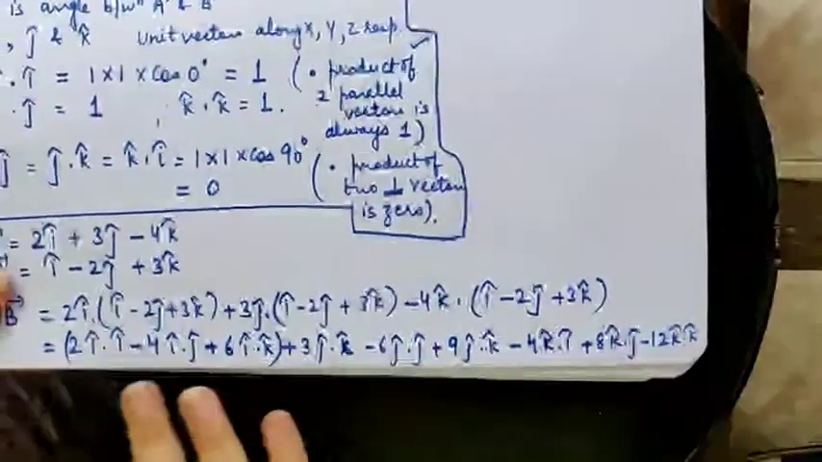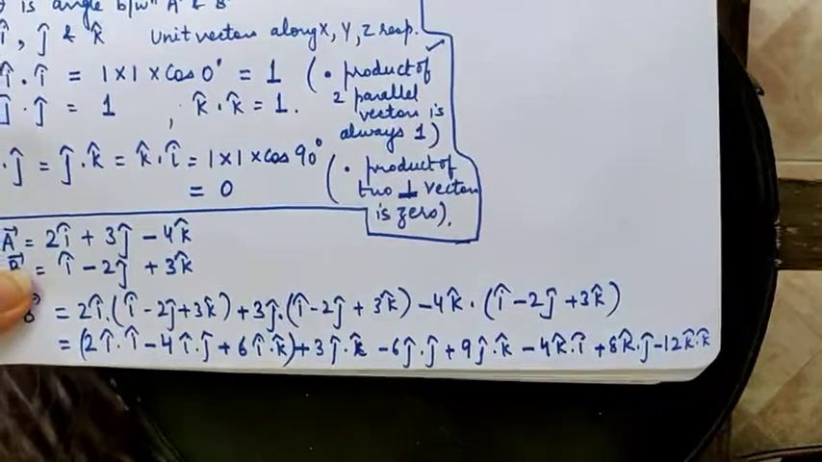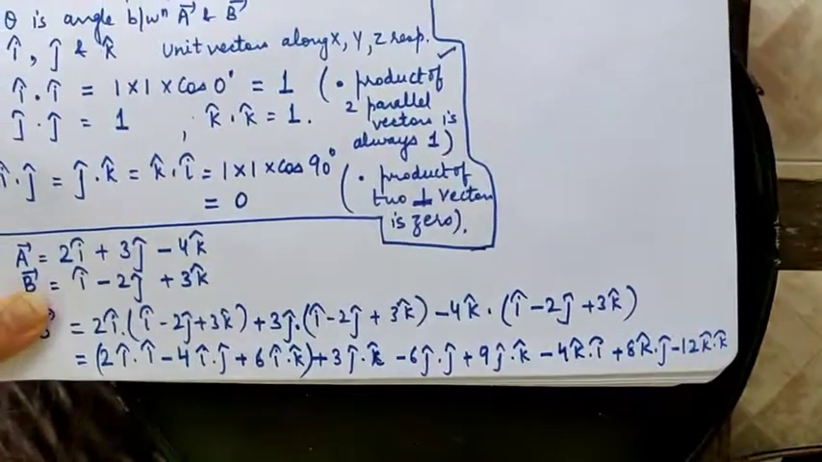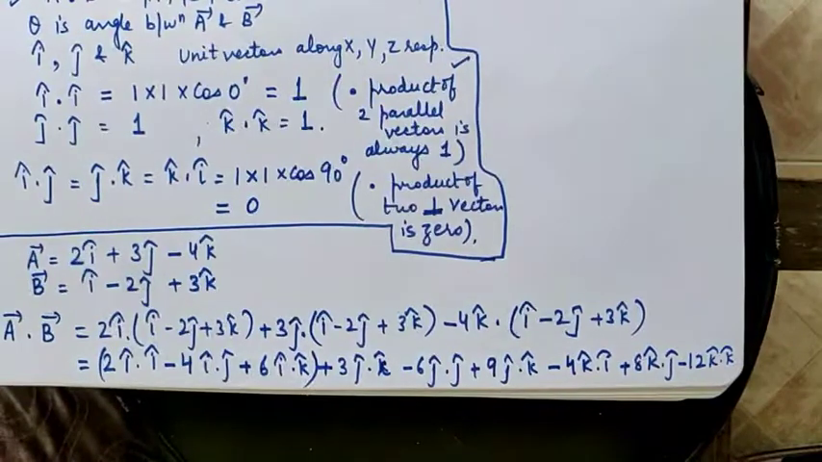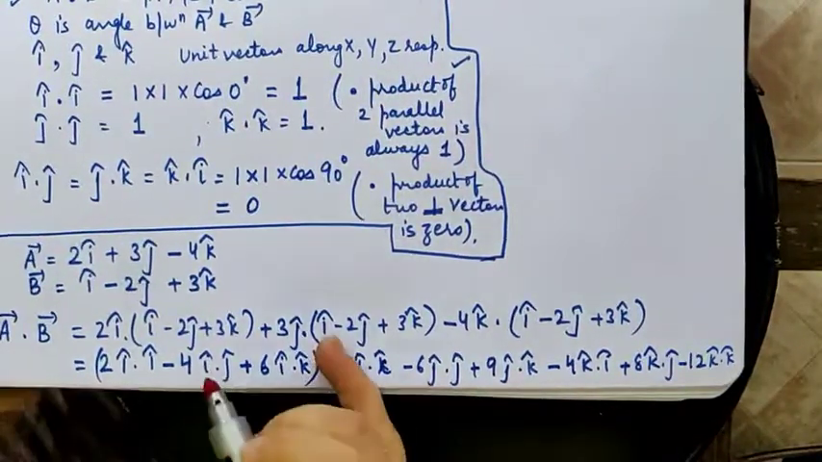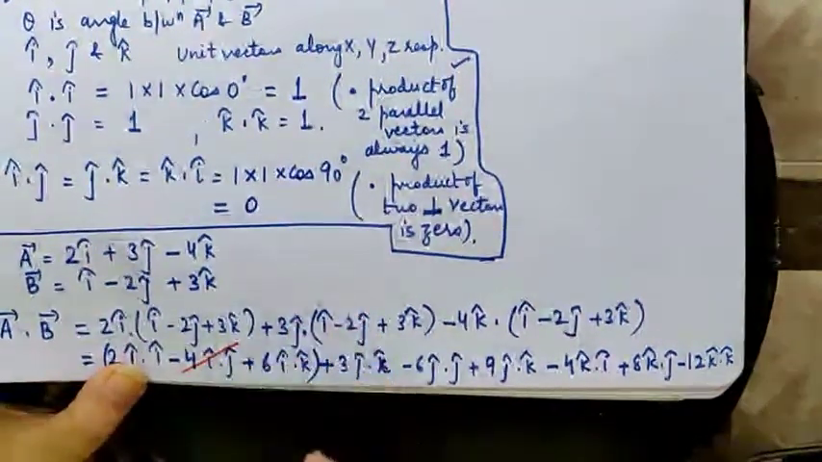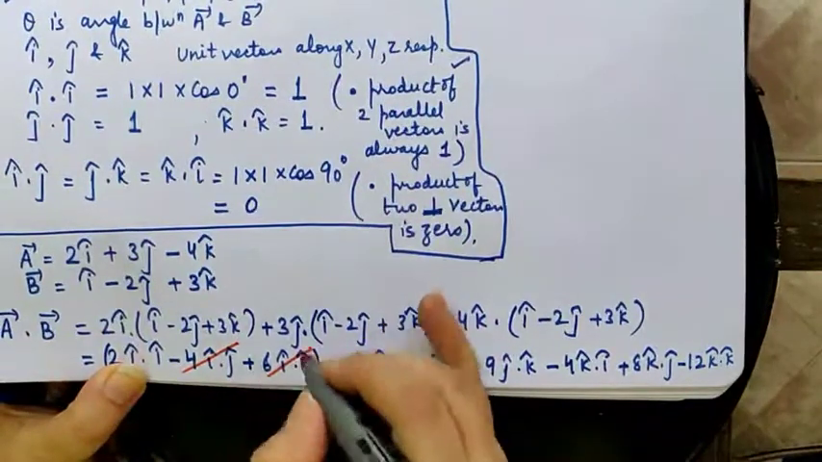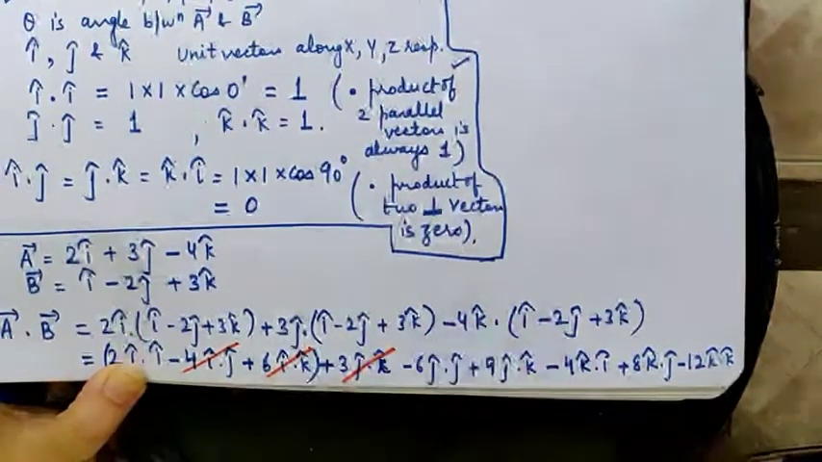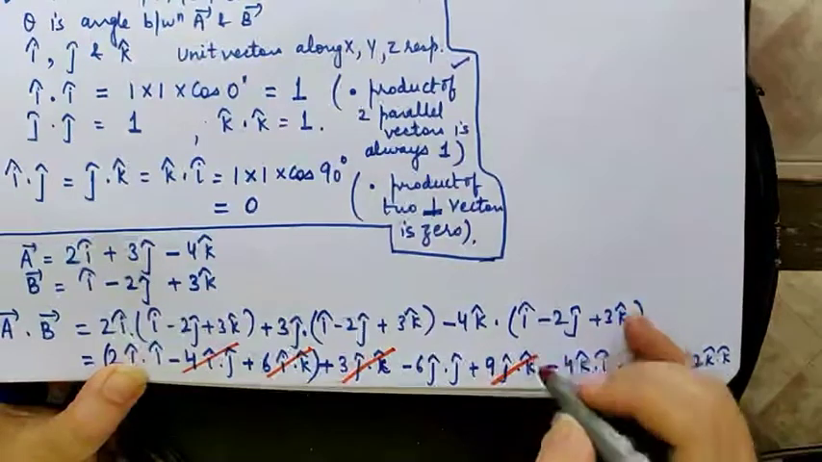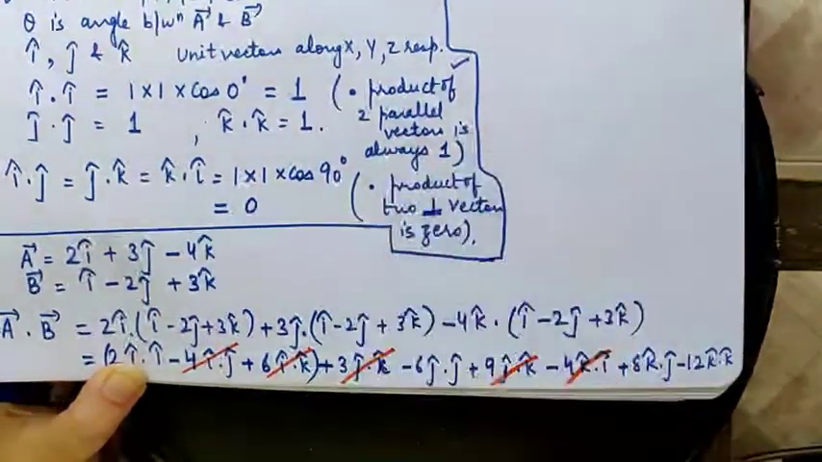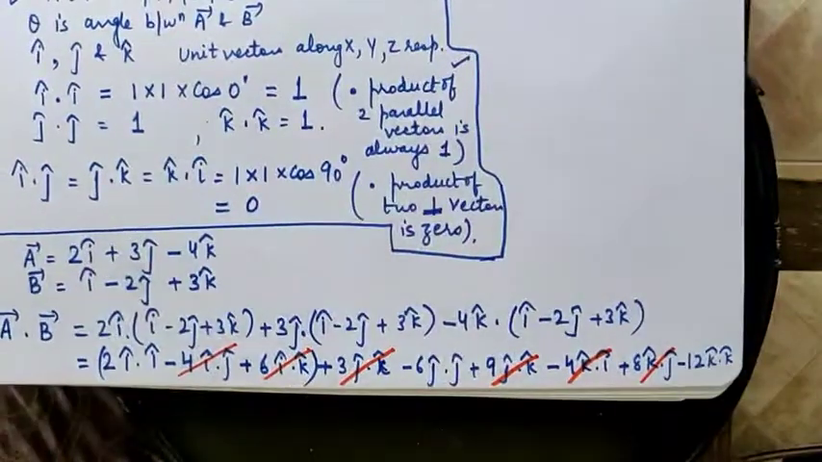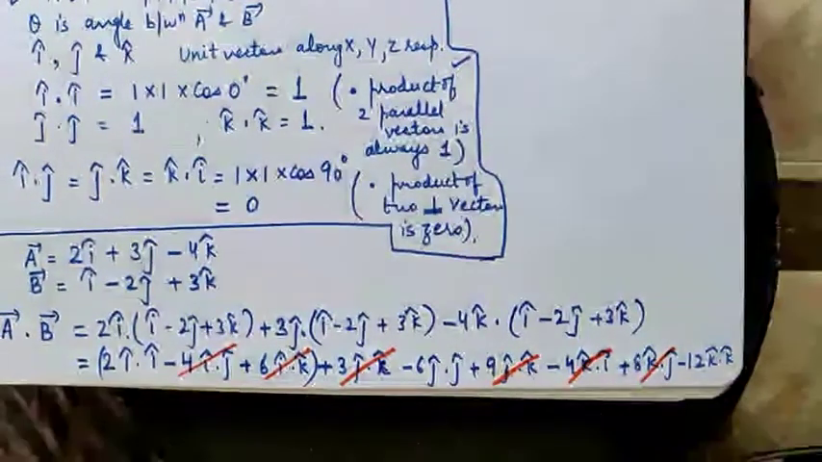Now children, solving this equation, we get 9 terms. From these 9 terms, some terms are cancelling out. Why cancelling out? Because i dot j are perpendicular so it is equal to 0, i dot k perpendicular 0, j dot k perpendicular 0, k dot i perpendicular and hence 0, and k dot j will be 0. So what are the terms that remain?